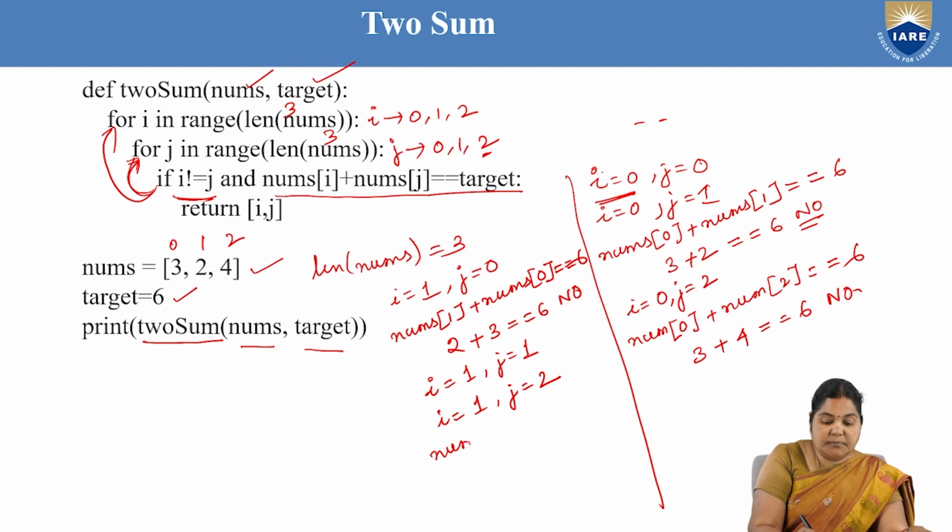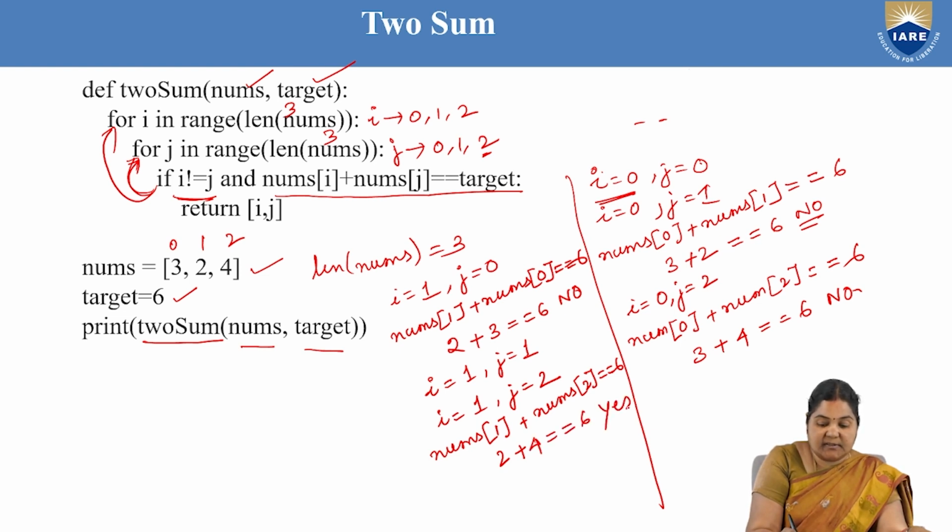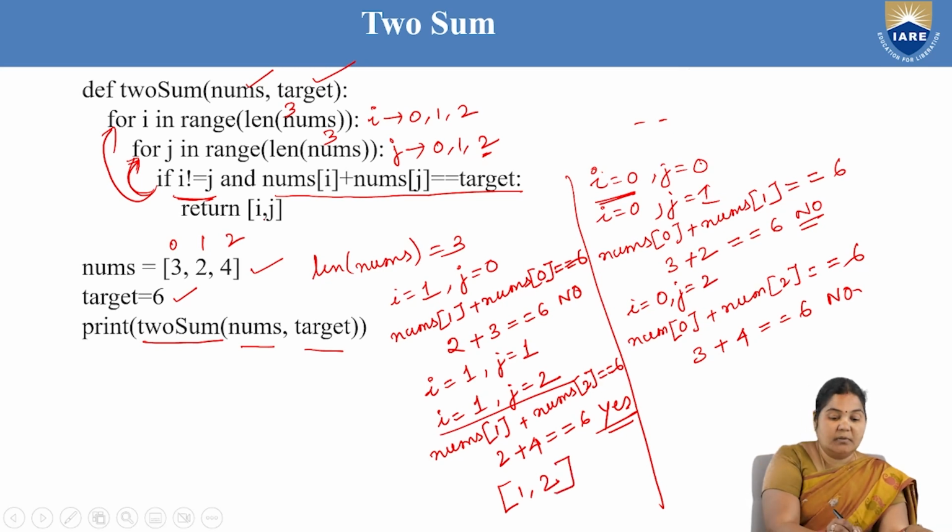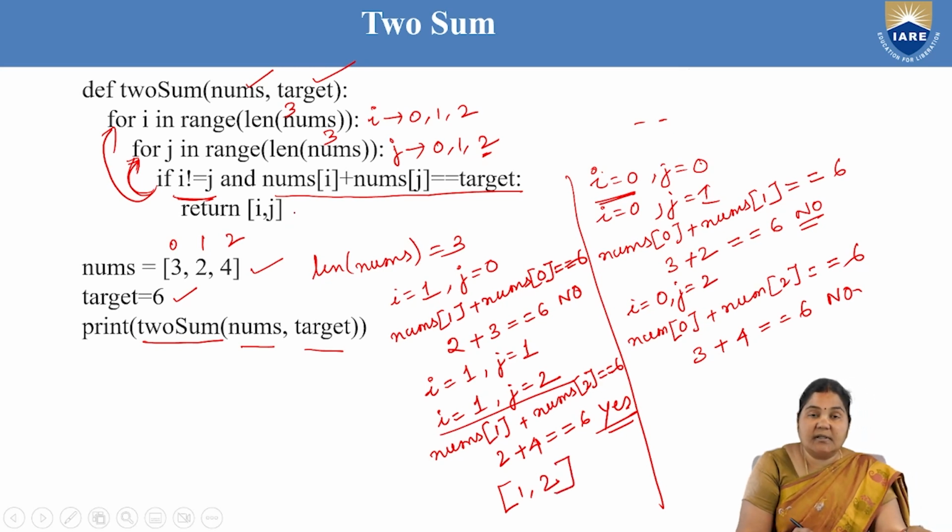So again, nums[1] plus nums[2] is equal to 6? What is nums[1]? It is 2, plus nums[2] is how much? It is 4. 2 plus 4 becomes 6. Yes, it is true. So whenever it is true, what is the value of i and j? i is equal to 1, j is equal to 2. We have to return 1, 2 as the answer. So we return i, j, that is 1, 2. Same thing you can test with any other test case also. I hope this question's answer is clear.